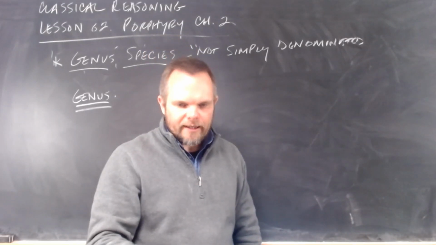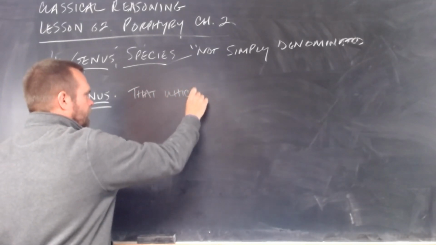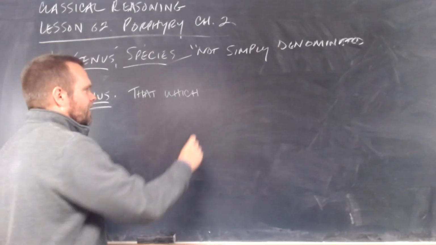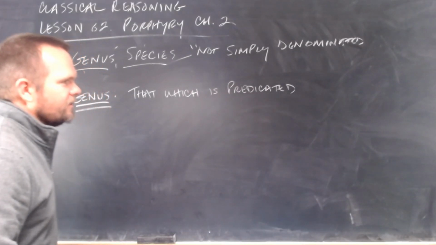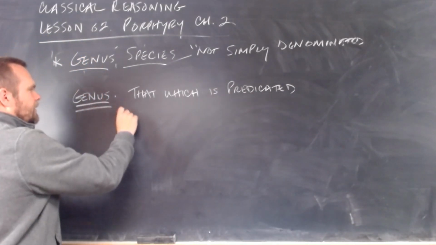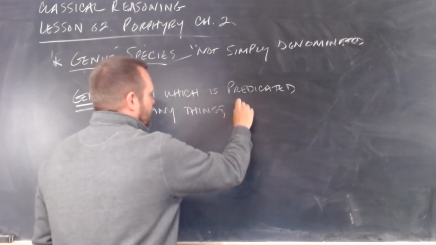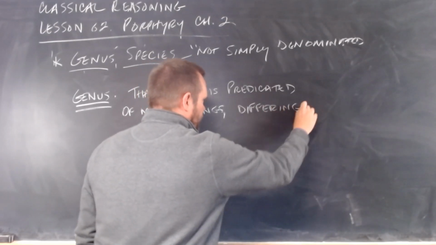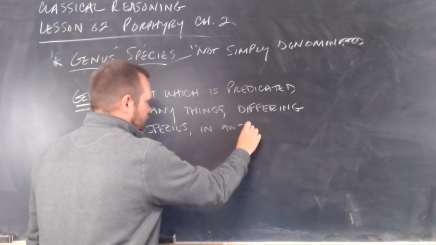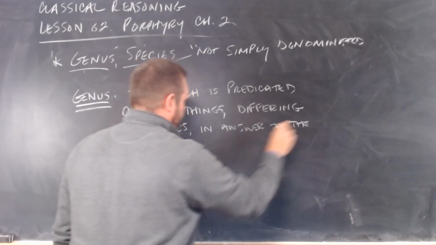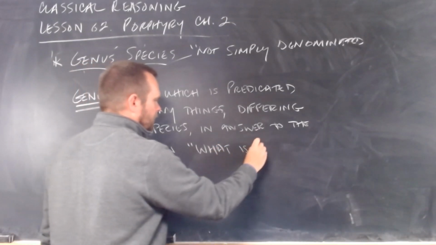The philosophers say that genus is that which is predicated of many things. And I know you don't understand what this means, but I'm going to explain everything. That which is predicated, I'm going to repeat it 500 times until you can't forget it even if you try. That which is predicated of many things, differing in species, in answer to the question, what is this?